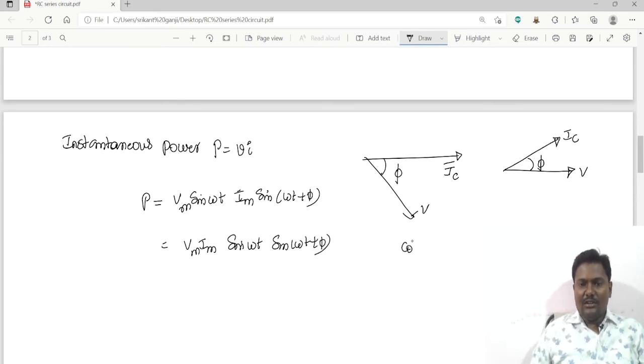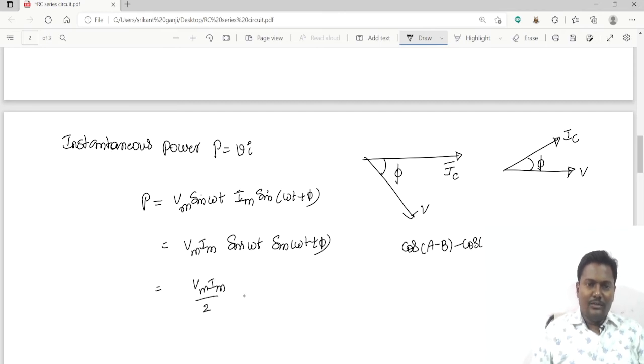So this is in the form of 2 sin A sin B, which is equal to cos of A minus B minus cos of A plus B. So power is Vm into Im by 2, with A being omega t, right? A minus B gives cos phi, minus cos of 2 omega t plus phi.